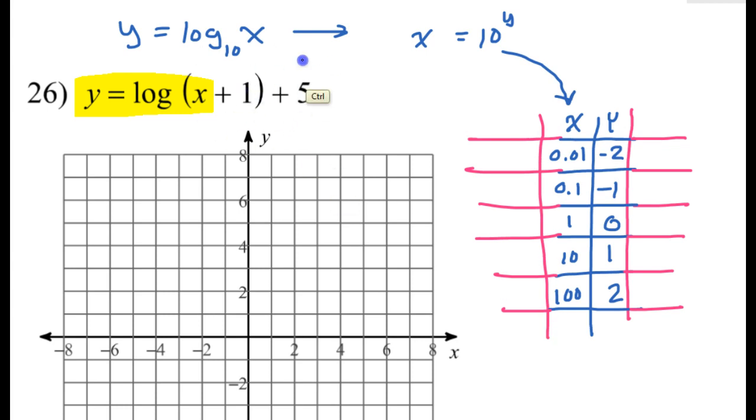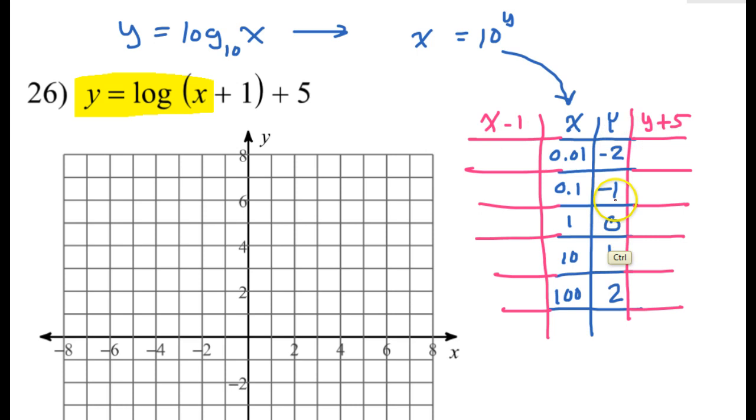Okay, anything happening outside the function affects the y value. So this is a vertical shift. So this is going to wind up being y plus 5. Anything happening inside the function is affecting the x value. But remember, this is the opposite of what it looks like. So this is actually a shift left 1. So for that reason, the new x values will be x minus 1, not x plus 1.